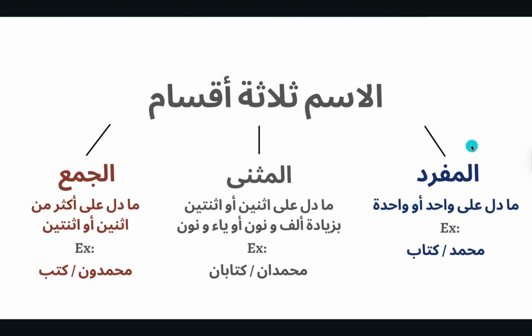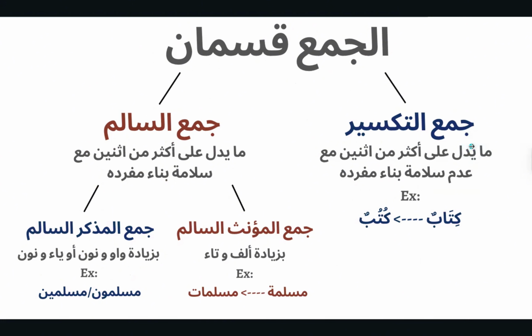Now, that being the case, for the word jama', we know that there are two types of jama' in the Arabic language. You have jama' taksir and you have jama' salim. Jama' taksir is a broken plural, and this is when the singular form of the word is broken in order to create its plural pattern. ويدل على أكثر من اثنين مع عدم سلامة بناء مفرده. Okay, so kitabun becomes kutubun, qalamun becomes aqlamun, baytun becomes buyutun.